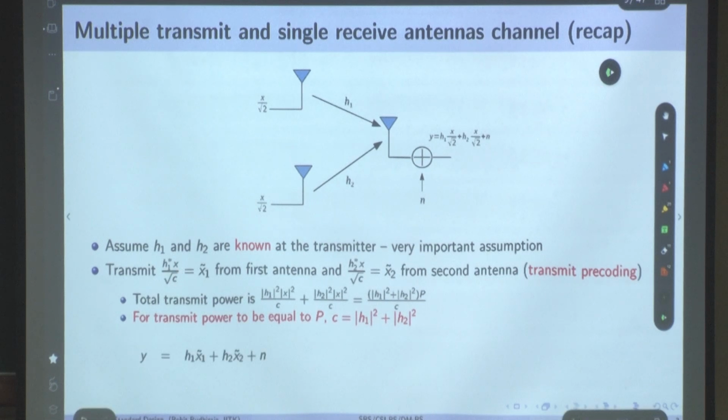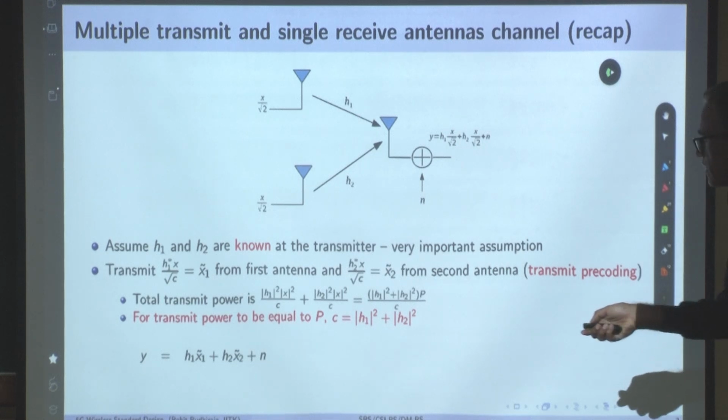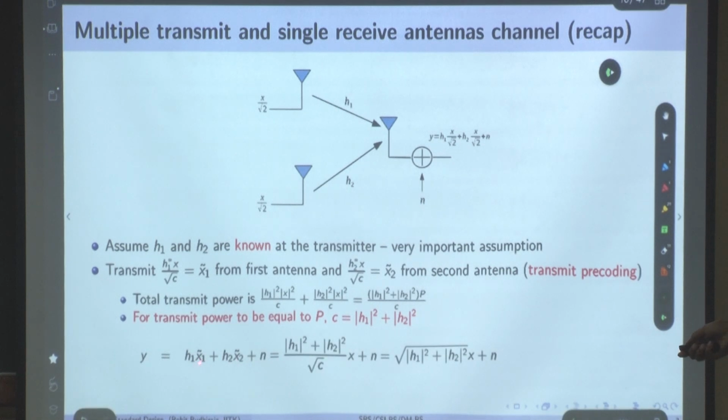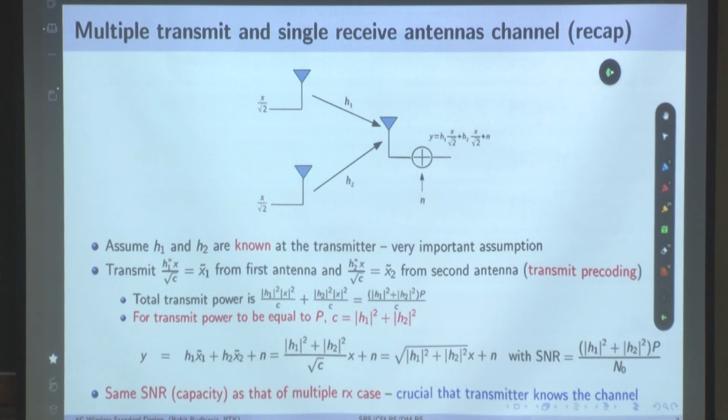Okay. Now, if this is transmitted from the first antenna and this is transmitted from the second antenna, they get added on air. That is what is happening over here. X1 tilde from the first antenna gets multiplied by H1, X2 tilde from the second antenna gets multiplied by H2, plus noise, okay, right. And if we substitute X1 tilde and X2 tilde, which are basically this, you get this, right. Now, what is the SNR? Signal power divided by noise power, and that is what you get. Okay, this is exactly the same SNR as what we see in the multiple receive antenna case with a single transmit antenna.